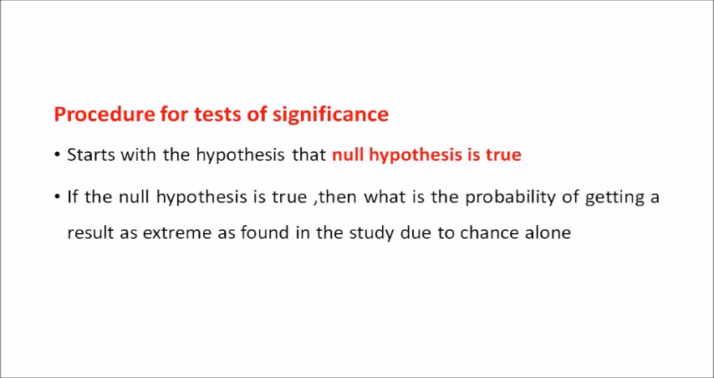Whenever we start with the test of significance, we always start with the hypothesis that the null hypothesis is true. If the null hypothesis is true, then we find out the probability of getting a result as extreme as found in the study due to chance alone. So if that probability is less than 0.05, we can reject the null hypothesis. If it is greater than 0.05, we can accept the null hypothesis. So the rejection level is alpha. I hope you can connect the things.